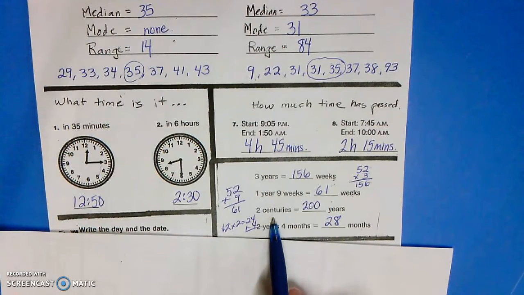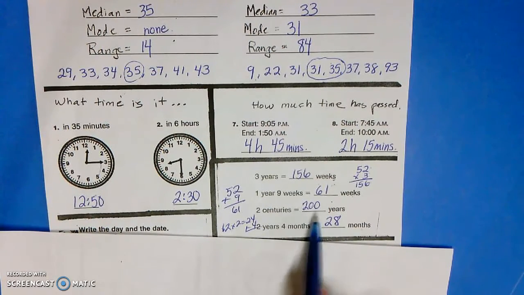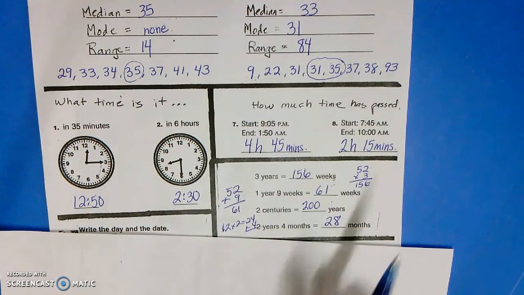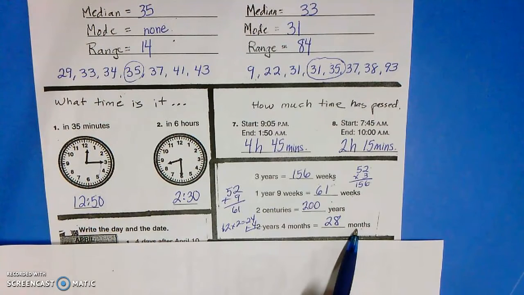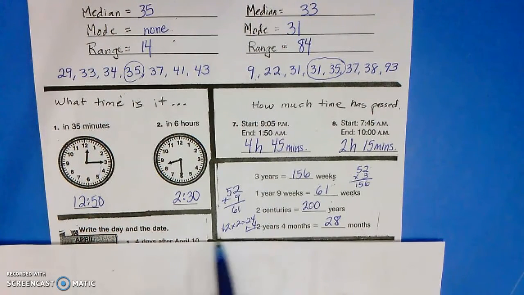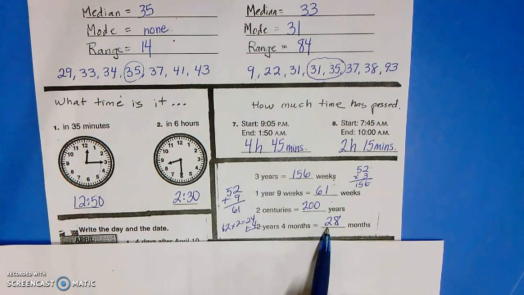Next one, 2 centuries. Oh, cent, that always means 100. So 2 times 100, 2 centuries would be 200 years. Careful with this one. You're turning years and months into months. Bigger to smaller, I always multiply. There are 12 months in 1 year, so 12 times 2 years is 24, plus those additional 4 would be 28 months in all.